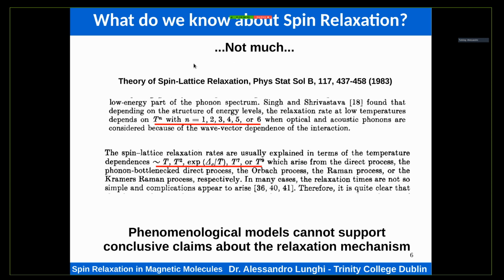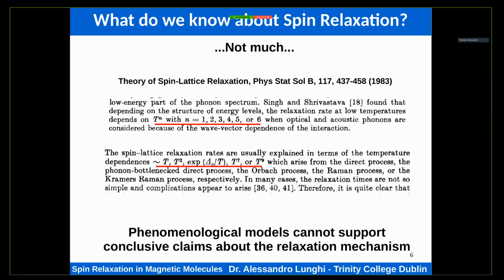If you, for instance, refer to this paper from 1983, you see that the relaxation time depends on temperature as a polynomial, where the exponent of the temperature T can be 1, 2, 3, 4, 5, 6. It can be 7. It can also be 9, but it can also be exponential. So essentially what I want to tell with this slide is that we can expect a very complex behavior of relaxation time as a function of temperature.